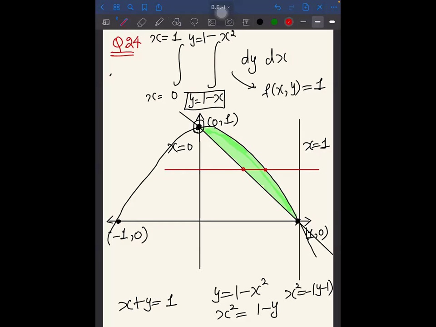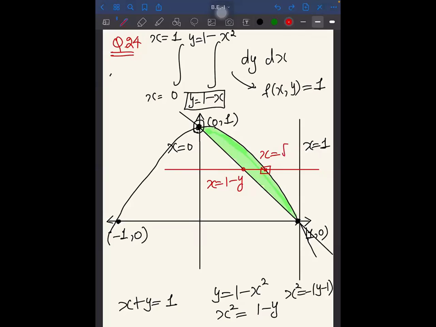1 minus y. You take x over here, you take y over here. So your x is 1 minus y, because your entering point is the straight line. And your exit point is the parabola, so you take the upper limit of x from the parabola. From the parabola, what could it be? Root of 1 minus y.